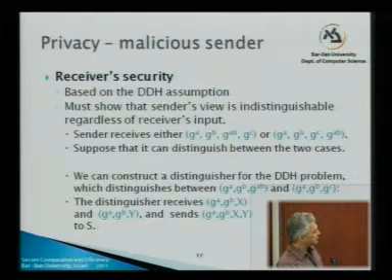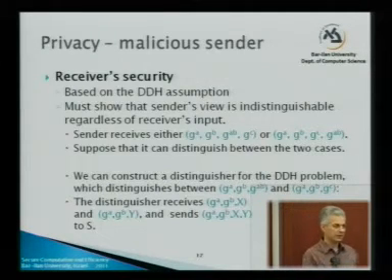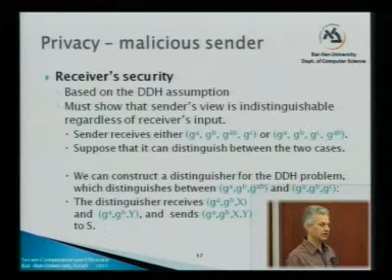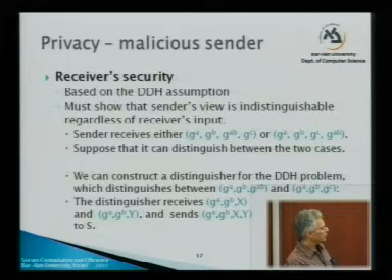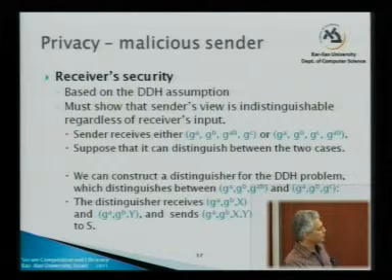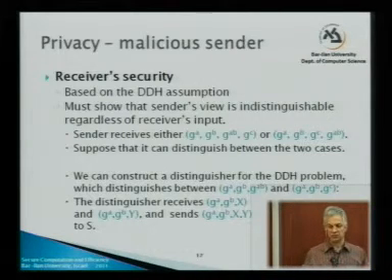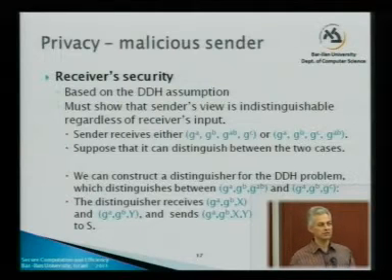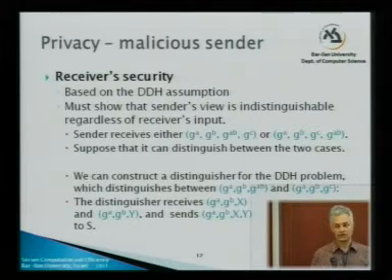So the sender sees either g^a, g^b, g^(ab), g^c, in case the receiver wants to learn x0, or a similar tuple but with the order of g^(ab) and g^c reversed if the receiver wants to learn x1. This is what the server sees, and we want to show this is impossible. It's impossible to distinguish between these two cases, right?